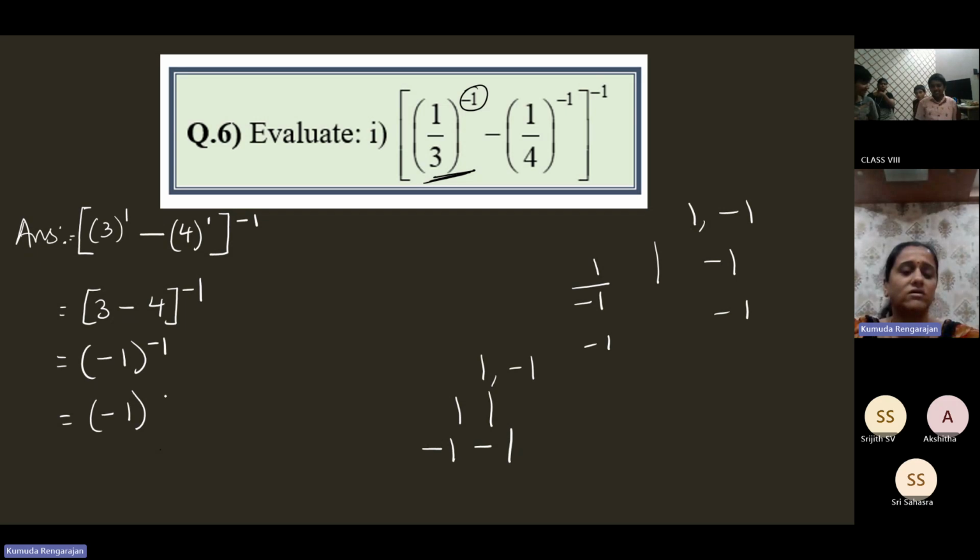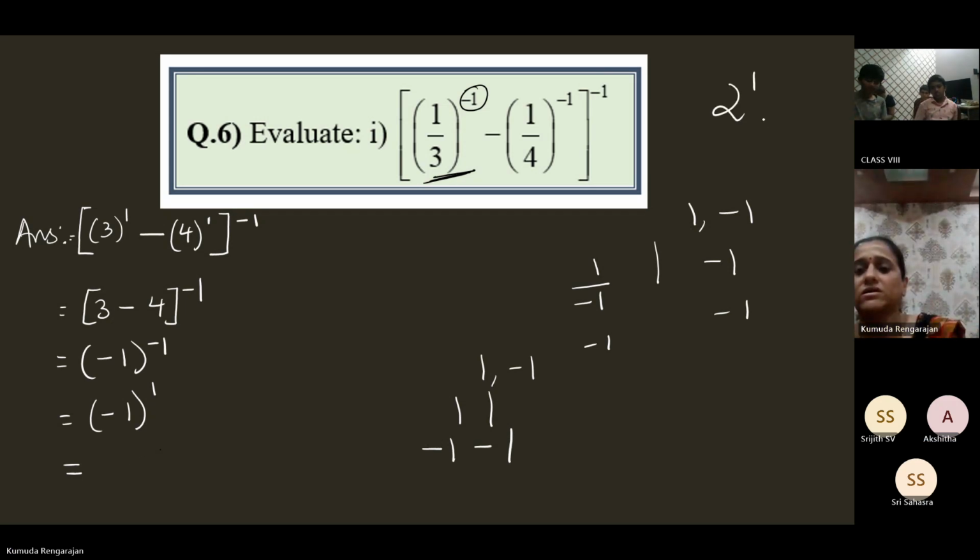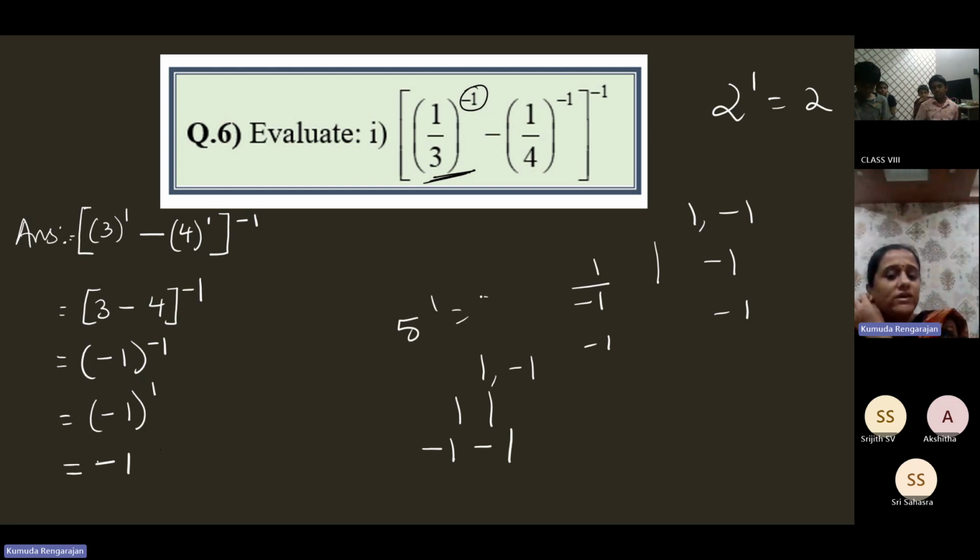So the reciprocal of minus 1 is minus 1. And negative of the power. What's the negative of minus 1? 1, ma'am. Yeah, now what's the final answer? Ma'am, minus 1 to the power 1. Yeah. What is 2 to the power 1? Ma'am, minus 1. So what is 2 to the power 1? 2, ma'am. Anything raised to the power 1 is the base itself. The base itself is the answer. 5 to the power 1 is 5. Minus 1 to the power 1 is minus 1.